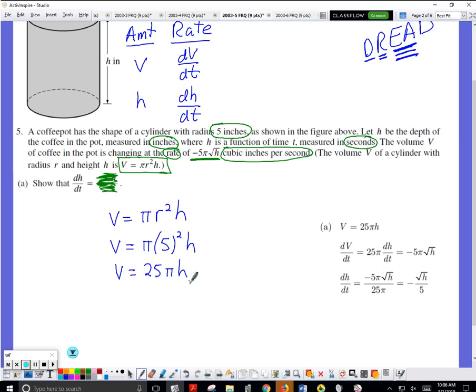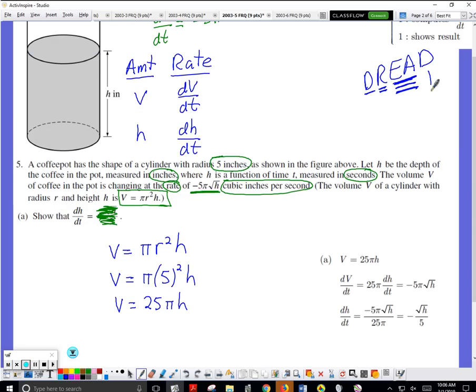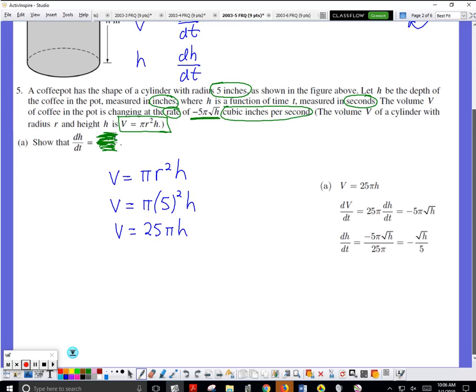Question? Cool. The last D stands for take the derivative of this equation. So now we take the derivative of both sides. We get dV/dt is equal to 25 pi dH/dt. I'm supposed to be finding dH/dt.